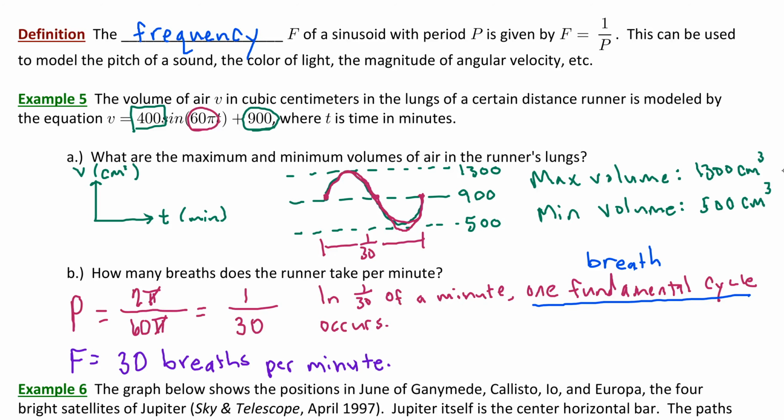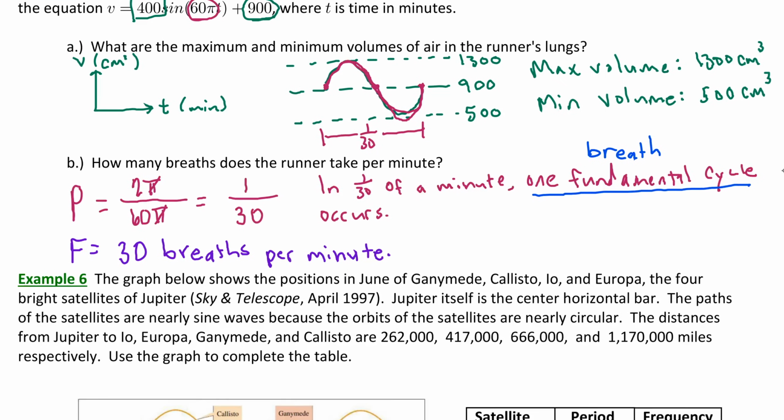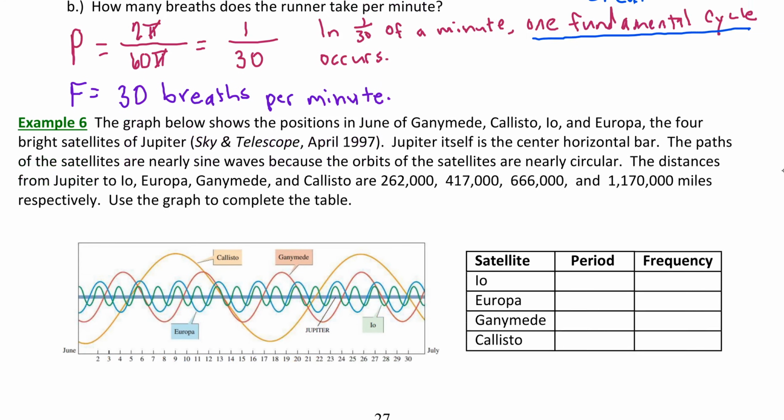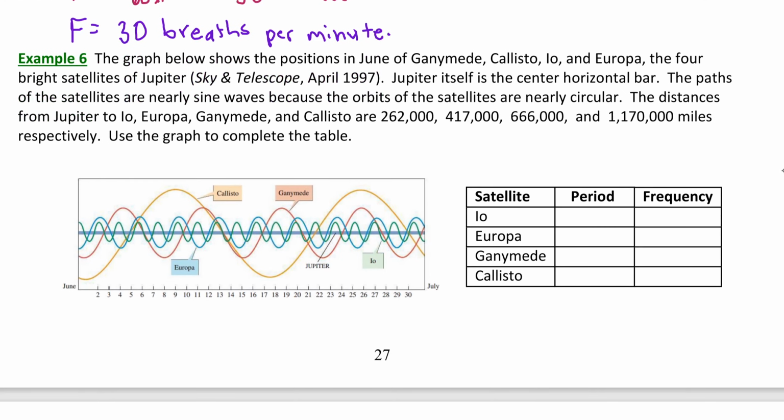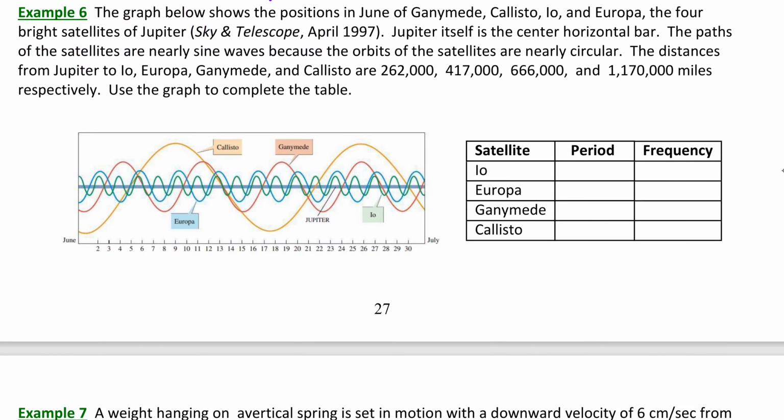Sine waves and cosine waves, because of their periodic nature, are extremely useful for real-life models. The runner example was one such example, but they're also useful in astronomical models. Let's consider example 6. The graph below shows the positions in June of Ganymede, Callisto, Io, and Europa, the 4 bright satellites of Jupiter.